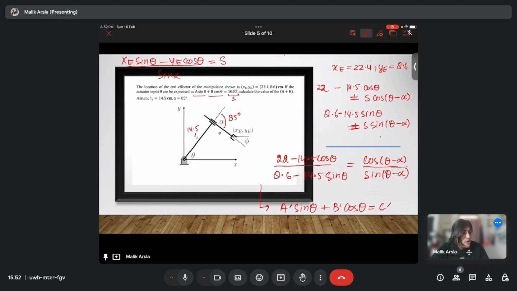Yes, ma'am. Then you have to put sine alpha on this side, right? So if s is coming out to be 10.3 from this relation, when you express it in this form, it will be xe by sine alpha sine theta minus ye by sine alpha cos theta equal to 10.3, right?